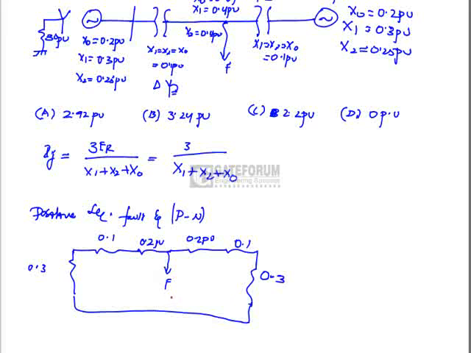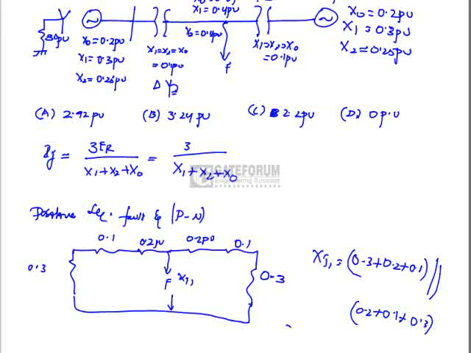Now what is xt1? xt1 is found between this fault point, so xt1 is equal to 0.3 plus 0.2 plus 0.1 in parallel with one more 0.2 plus 0.1 plus 0.3. So what is xt1 value? xt1 is equal to 0.6 by 2, which is equal to 0.3 per unit. Similarly, negative sequence fault equivalent. Okay, the same diagram we will have because it is also drawn between phase and neutral.